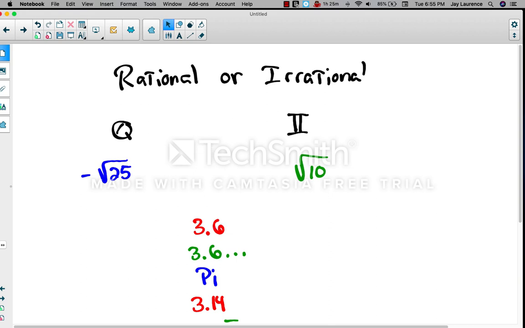All right, 3 6/10. Let's see, it's a decimal. Does the decimal terminate or repeat? If so, it's got to be rational. If it goes forever without repeating, it's irrational. I've only said that like 8,000 times. It's a decimal that terminates. 3 6/10. Bam, there it is.